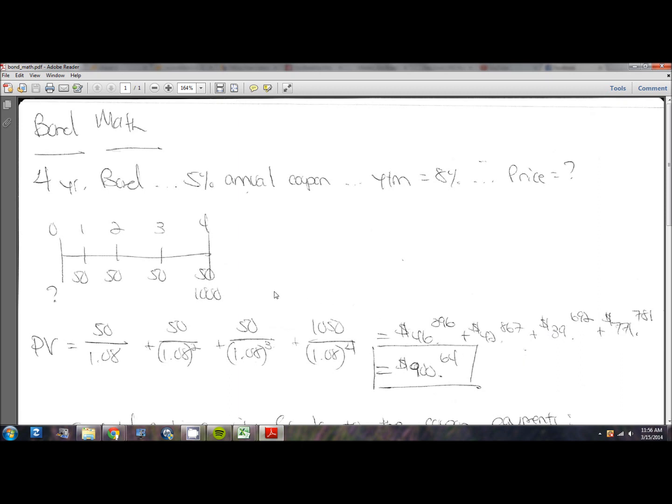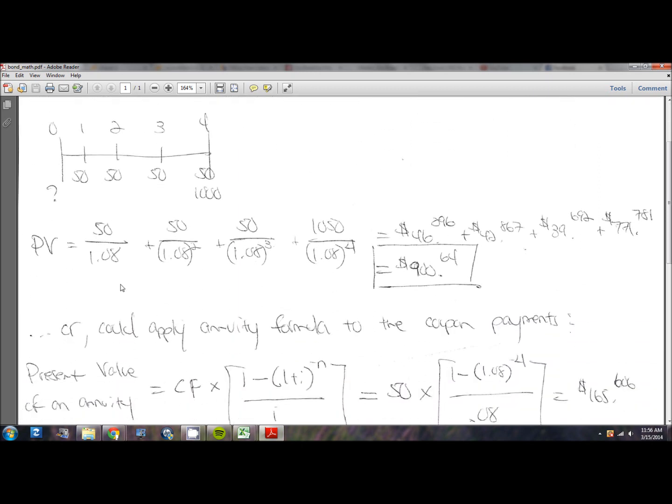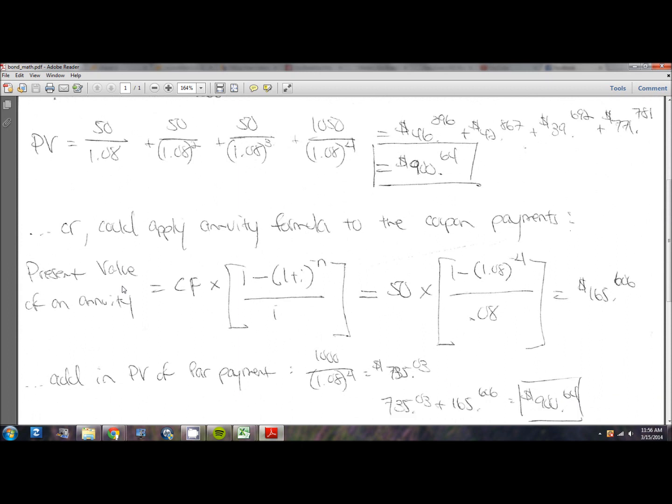$900.64. If you actually went through the calculator keys, present value, future value, I, payment, and N, you would see that you also get $900.64. So this is one way that you could solve this problem. But if we scroll down, there's actually another way that you could solve this problem.